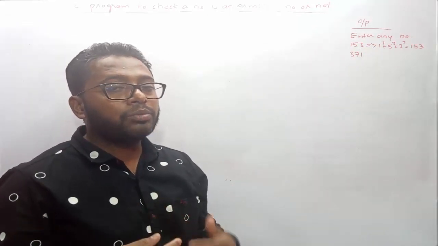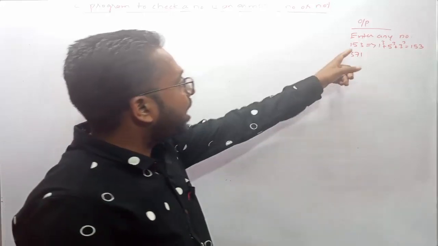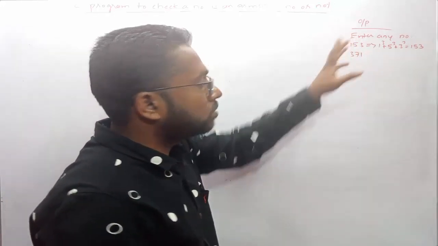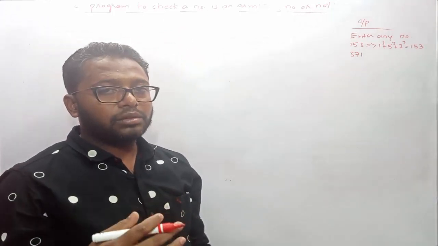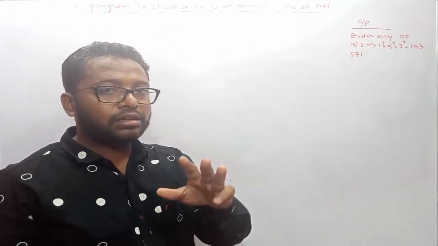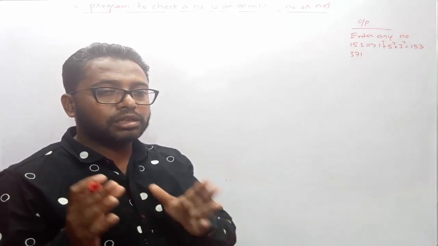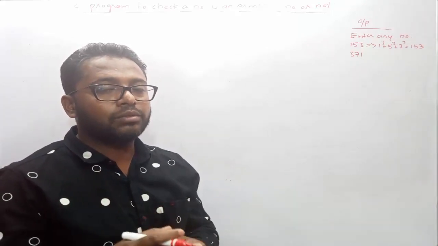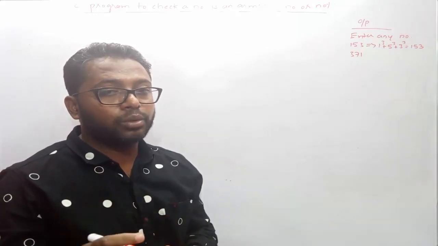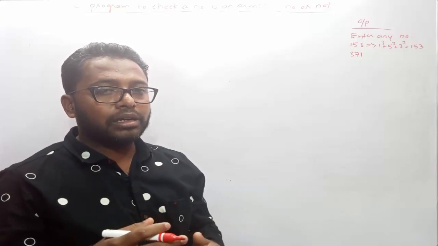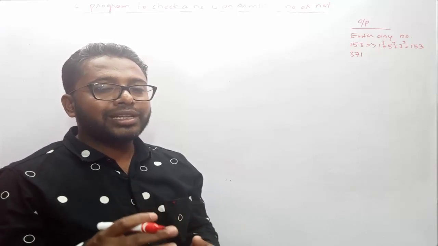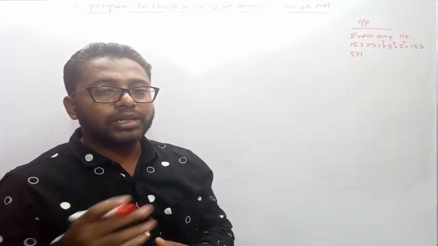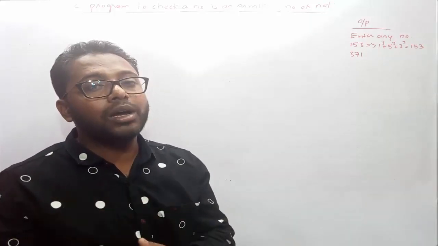And how long do we need to perform these three steps? Until the value of num, which is 153, becomes 0. That means we are performing these three tasks again and again until a specific condition gets satisfied, that is, until the value of num becomes 0. So whenever you are performing some set of tasks again and again, you should think of using one of the loops, whether it is a for loop, while loop or do while loop.